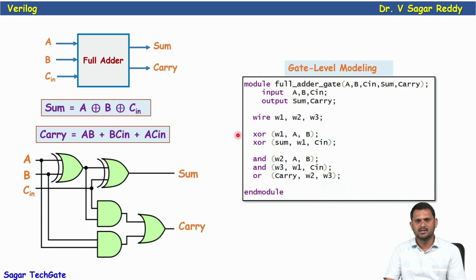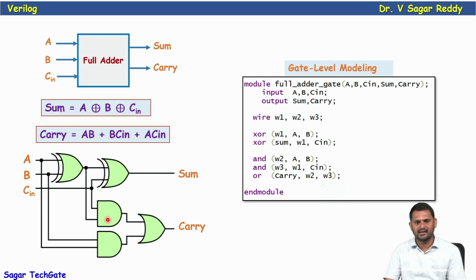Here, I instantiated this XOR gate having two inputs, A and B, and the output, which we represent as W1, the intermediate signal. Now see this second XOR gate: the output is sum, and it has two inputs. One is the output of the first XOR gate, that is W1, and the other is Cin. We can see W1, the output of the first XOR gate, is the input of the second XOR gate, along with Cin.